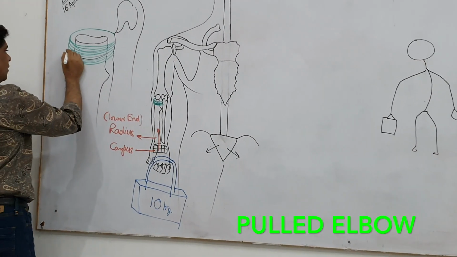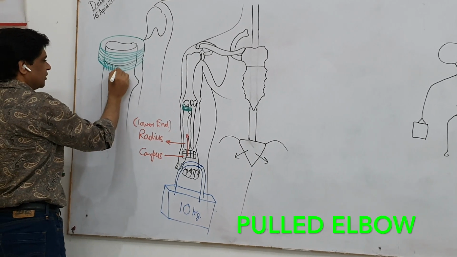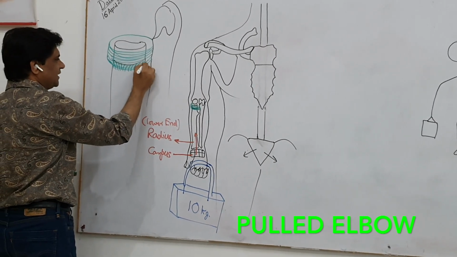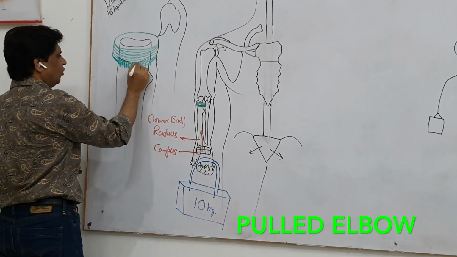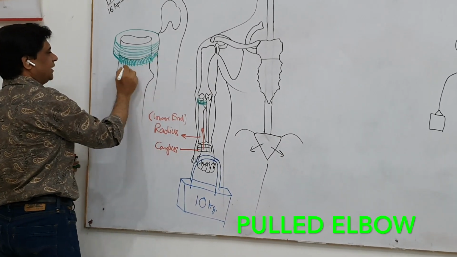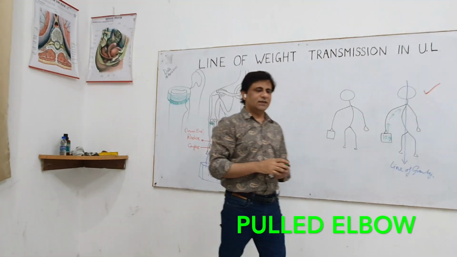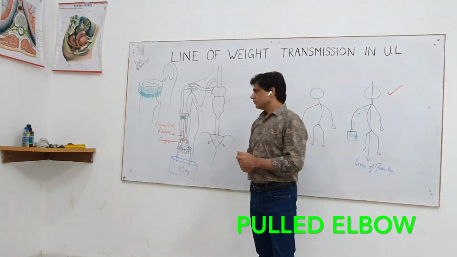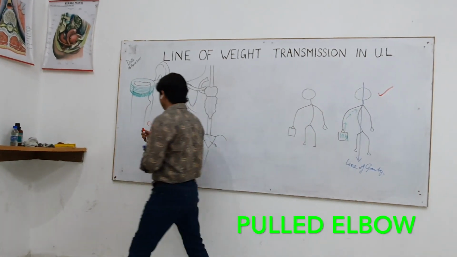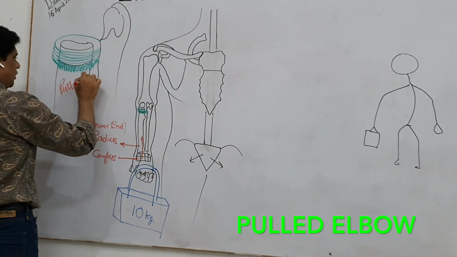But after around 10 years of life, this gets shrunk, constricted below. So when it gets constricted like this below, it grips this neck of radius, so it doesn't get easily dislodged. So in adults, it's not a problem. Anyway, that was about the pulled elbow.